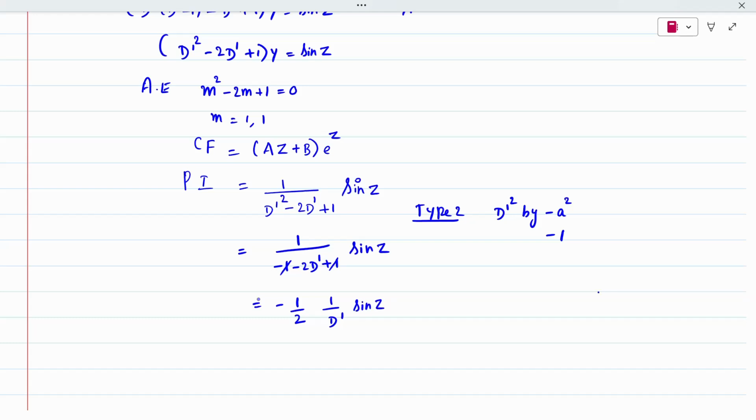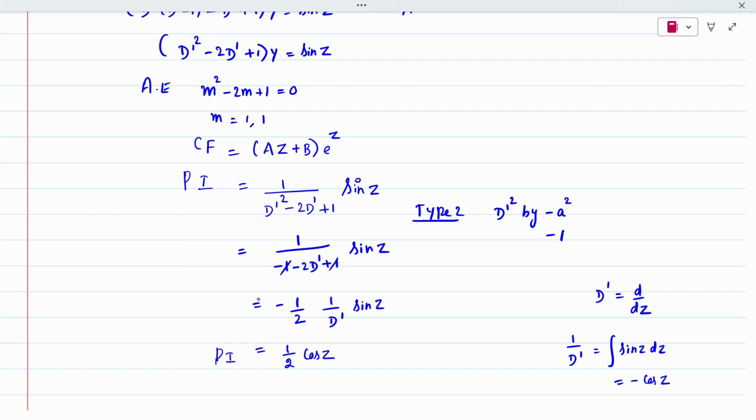So what is D dash? D dash means differentiation with respect to z. So what is the meaning of 1 by D dash? It's integration with respect to z. Okay, 1 by D dash is nothing but integration with respect to z. So when I integrate sine z, it is nothing but minus cos z. So minus times minus cos z, so cos z by 2 is the particular integral.